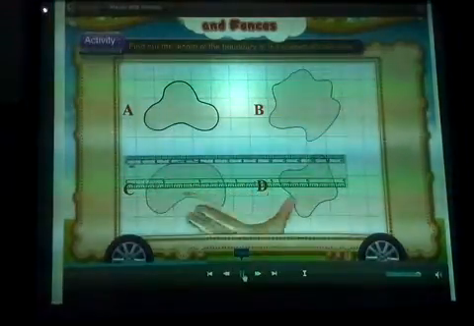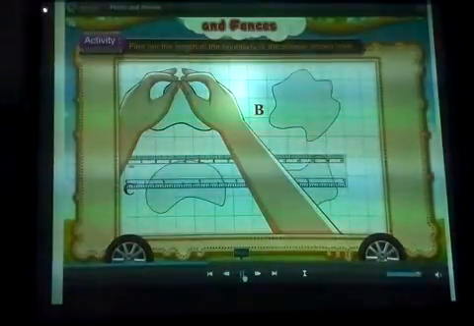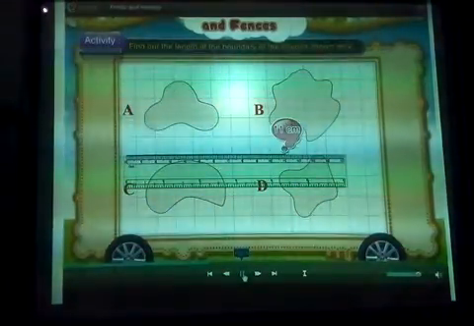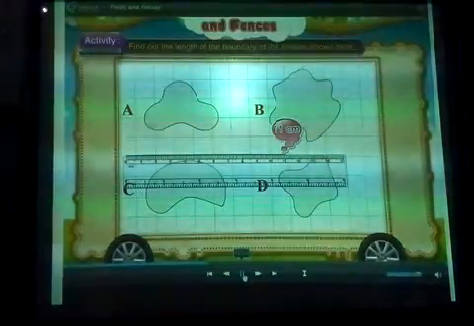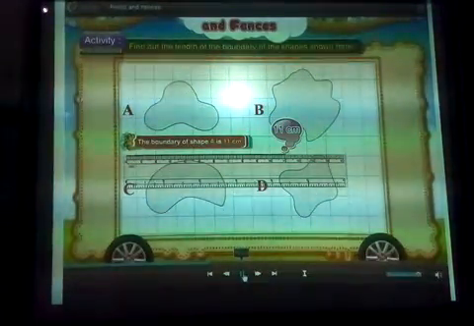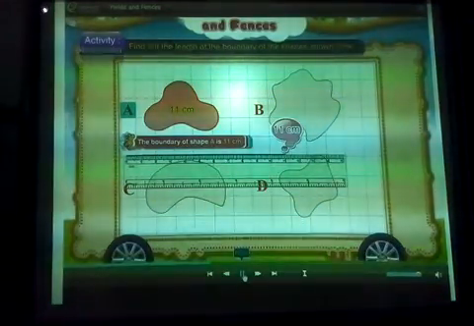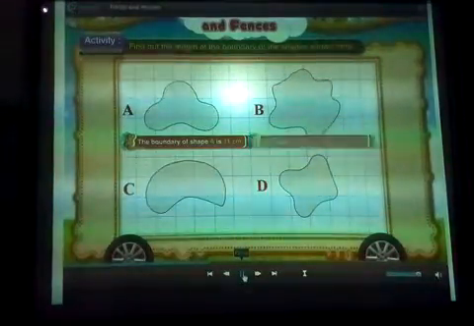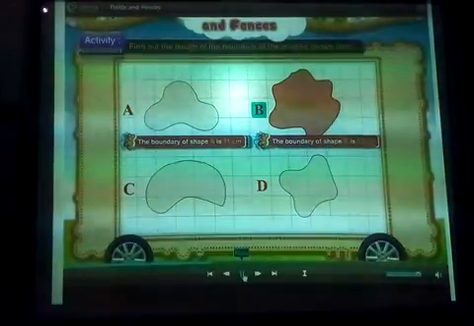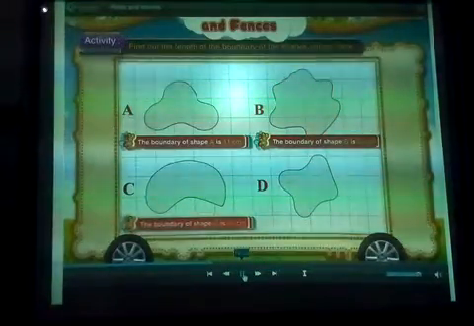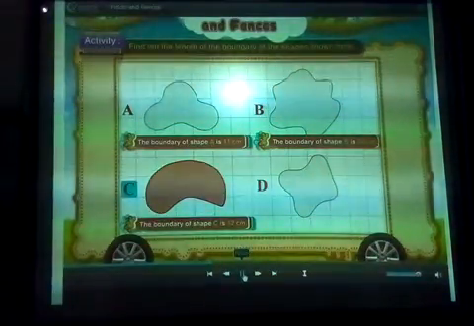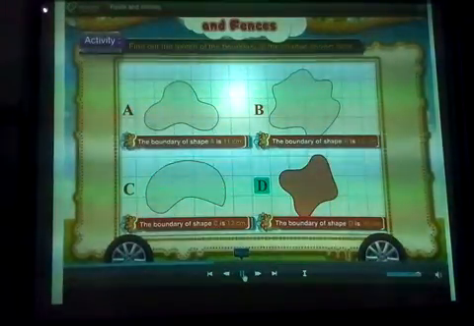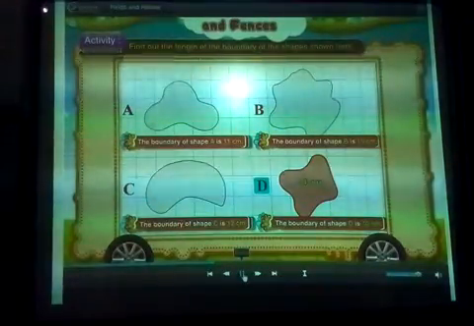Length. देखो, scale से इस तरह से check करना है. ओके, तो ये होगा, it is 11 centimeter. So, the boundary of shape A is 11 centimeter. In the same manner, measure the boundary of shape B, which is found to be 13 centimeter. The boundary of shape C is 12 centimeter and the boundary of shape D is 10 centimeter.